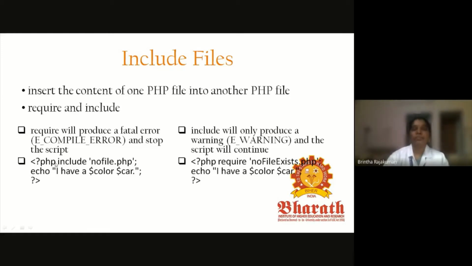See the example. So how can you use this? Inside the PHP tag, in the next line you add include with the file name, for example file.php. I'm adding one file inside the script, and echo, I have dollar color and dollar car, these are the variables, right? Suppose there is an error in this file, what will happen with require? It will stop, it won't execute the echo, right?